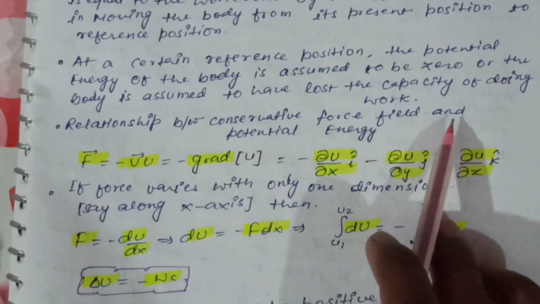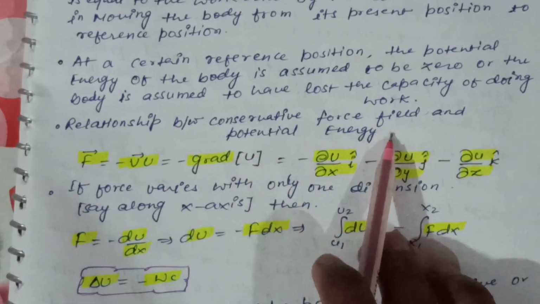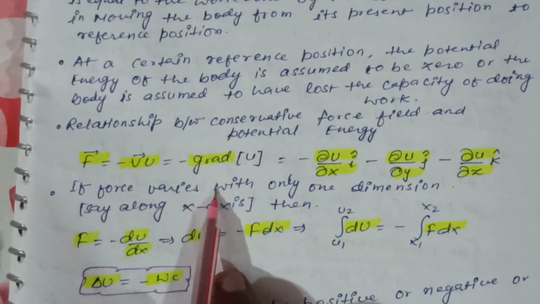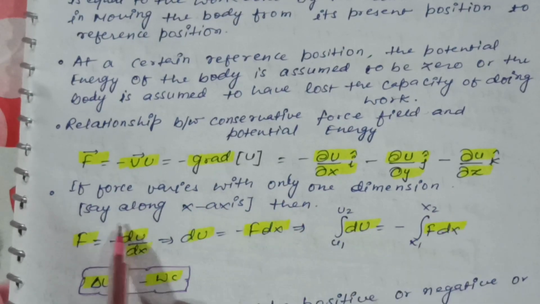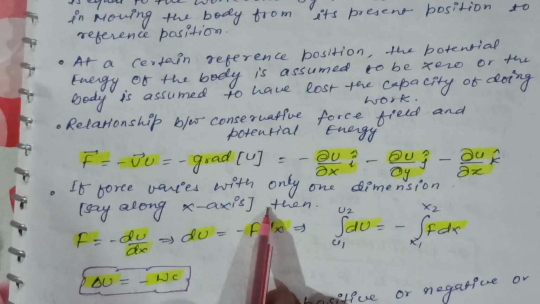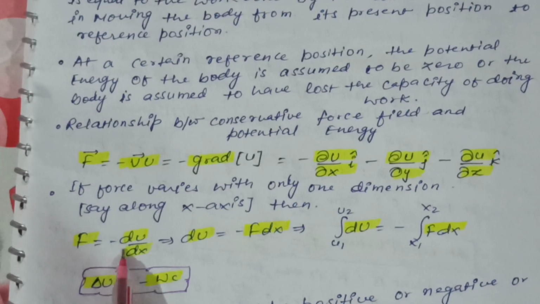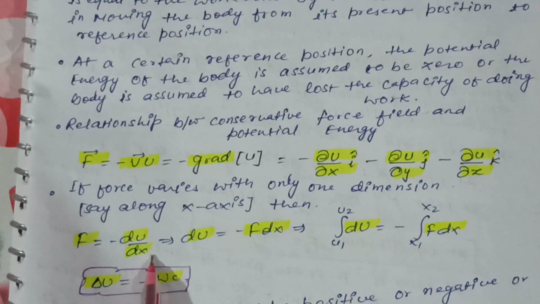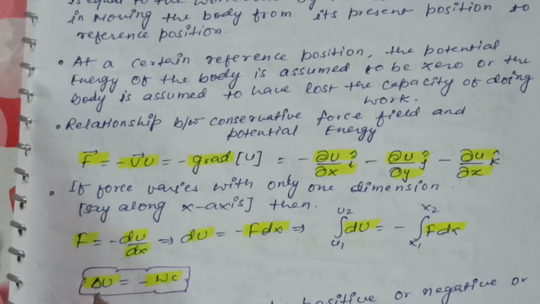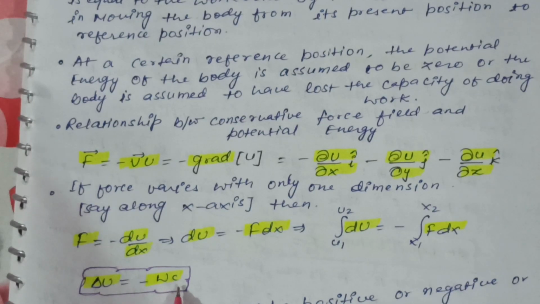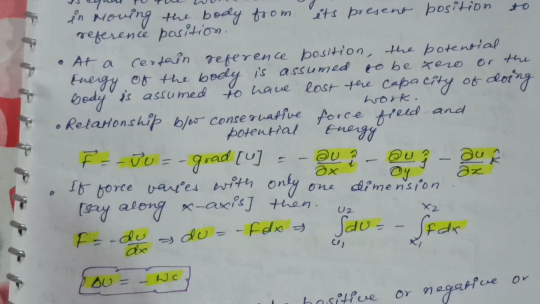Relationship between conservative force field and potential energy. A force varies with only one dimension, say along the x-axis. F is equal to minus dU upon dx. Delta U is equal to minus W_c.